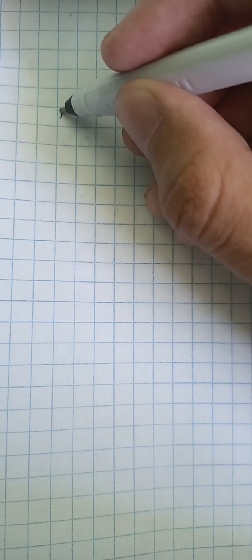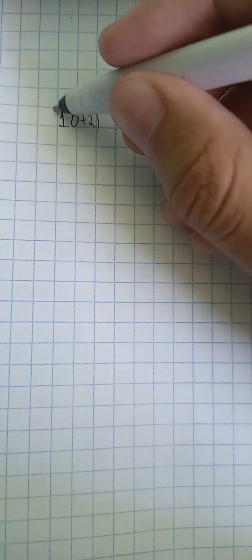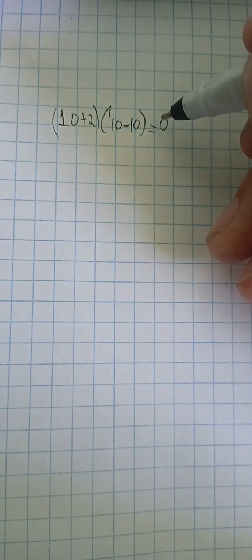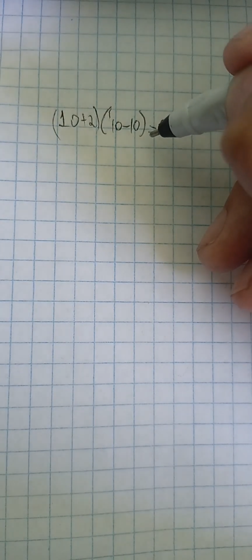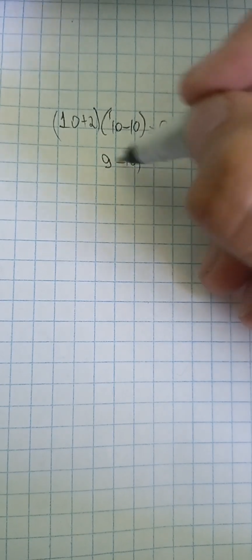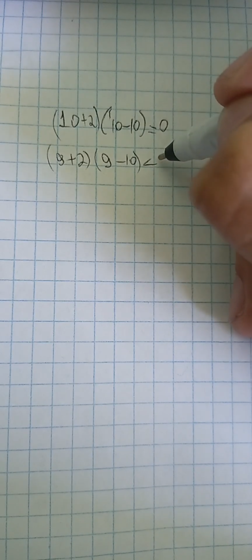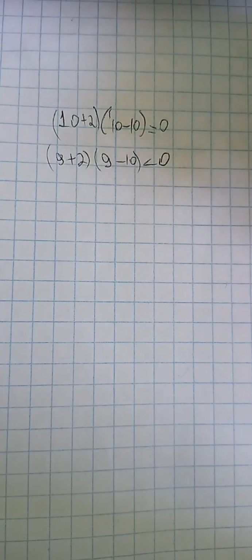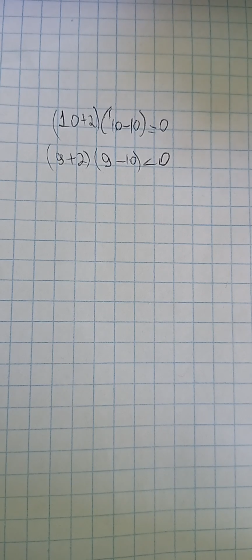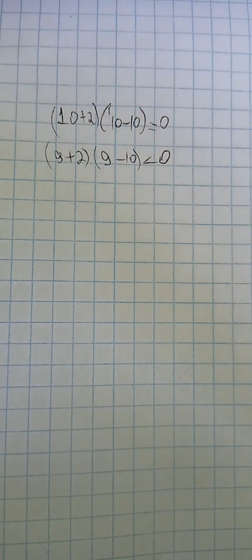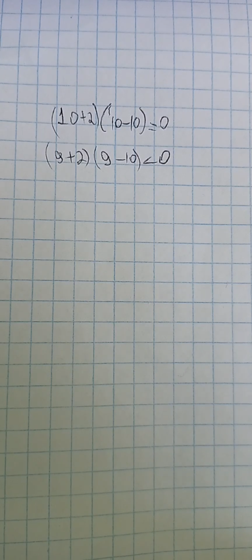Now let's test another number, which is 10. 10 plus 2 times 10 minus 10. Again, this is 0. Okay, let's pick 9. 9 minus 10 times 9 plus 2. And again, this is less than 0. So now I would suggest you pause the video for another 5 minutes and think about what's happening, and then write your answer or ideas.